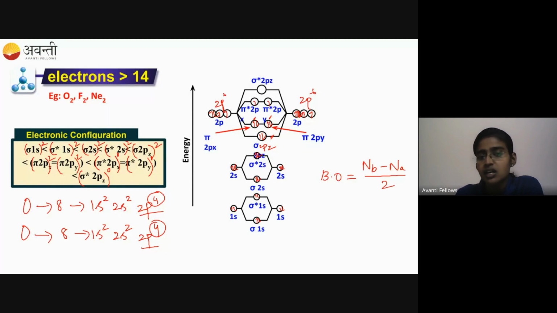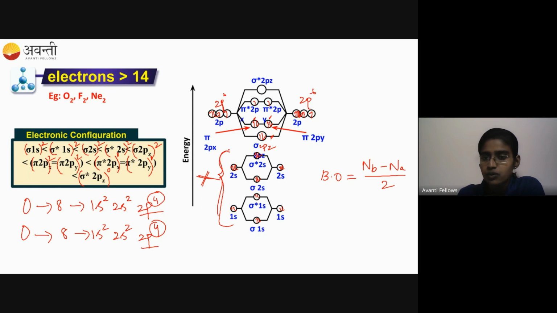You can use this formula for all the orbitals, or you can eliminate the s orbitals and use it only for the p orbitals also. If you use it for only the p orbitals, you will get the same answer. So let me just eliminate all this. I'm not going to look at the 1s and 2s part. I'm going to see only the 2p part.